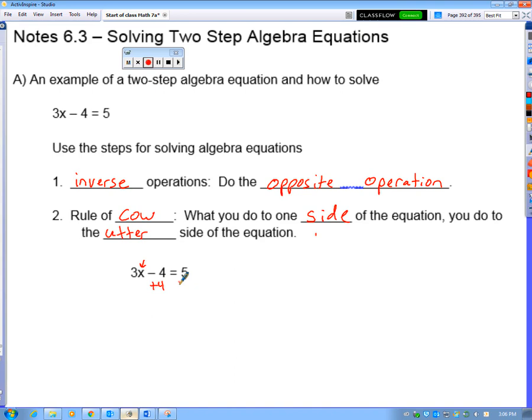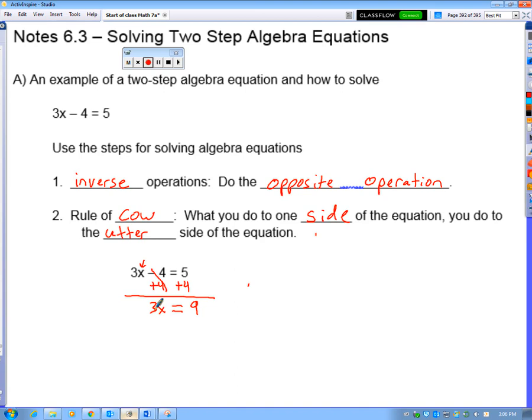And then you have to do the same thing over here. Rule of cow says you got to do it to the other side of the equation. Alright, draw your line across there. Cancel off your 4s. Those just disappeared. Now bring down everything you have left. We still have the 3x over here because we haven't canceled it yet. We have our equal sign, and now over here on this side we have 9 when we add up 5 and 4. Alright, now let's get rid of this 3.